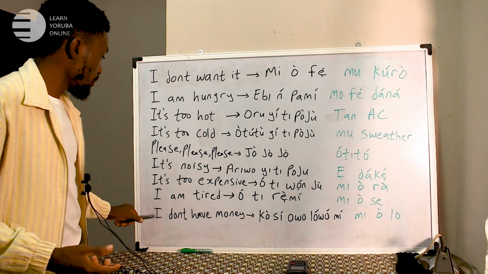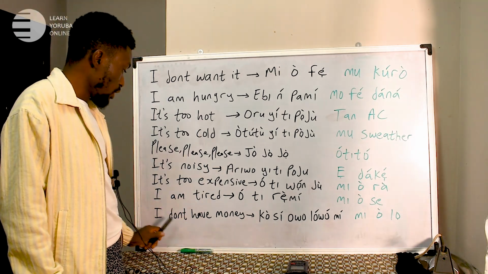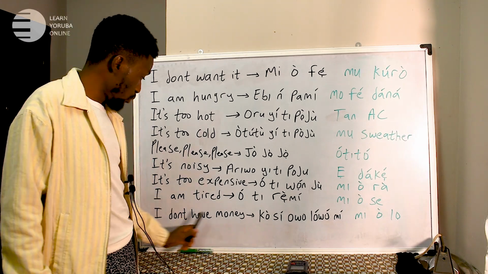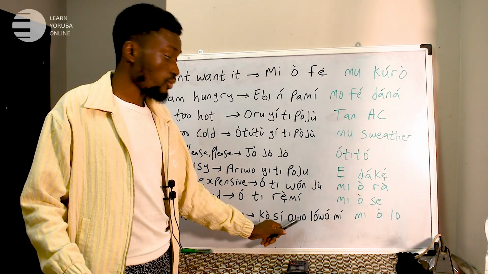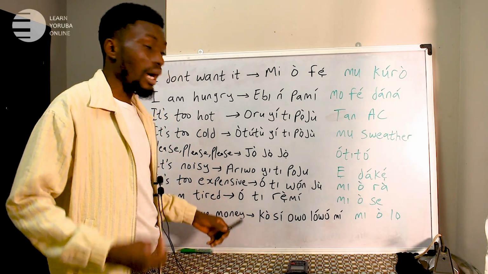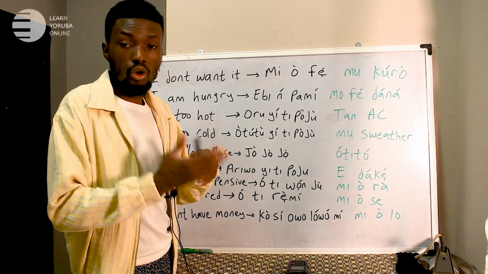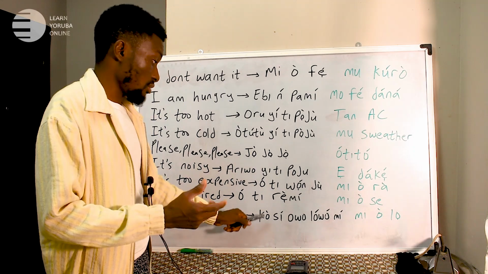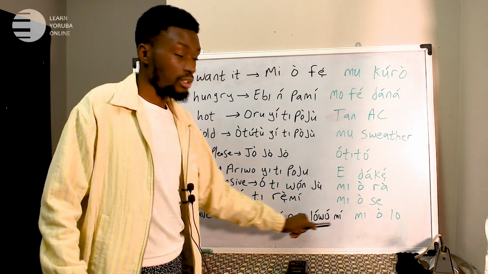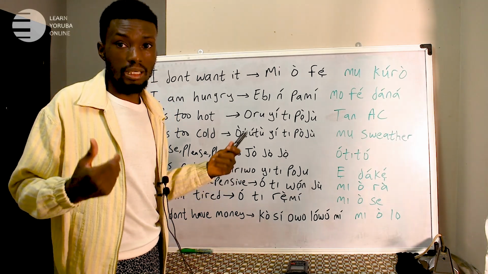So we also have I don't have money. So this one is ko si, money in Yoruba is owo. So have, in English is have, but in Yoruba we just say in my hand, owo. So ko si owo lowo mi, if you want to give a direct translation to this, it means there is no money in my hand. So that's just the way we do it in Yoruba.